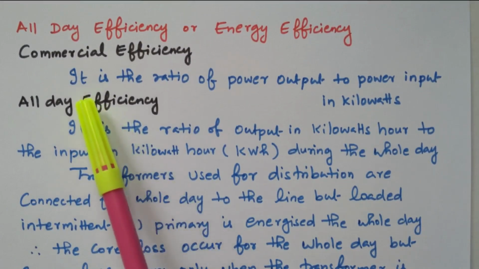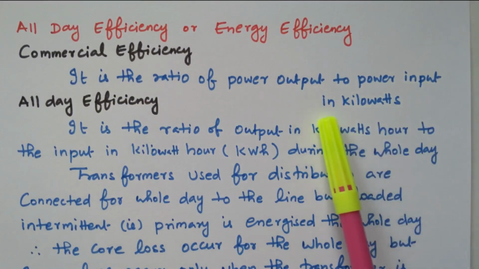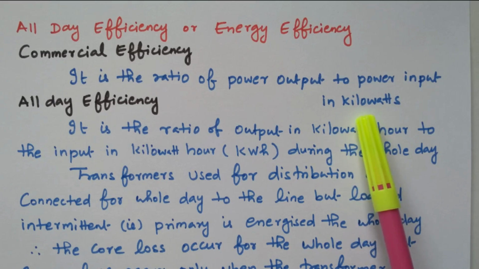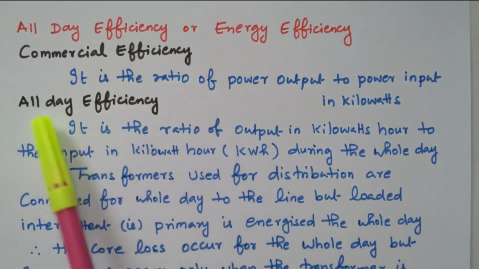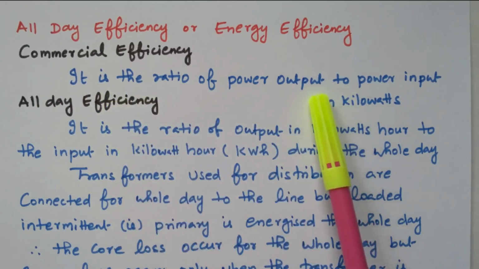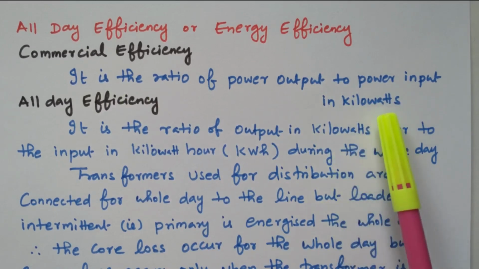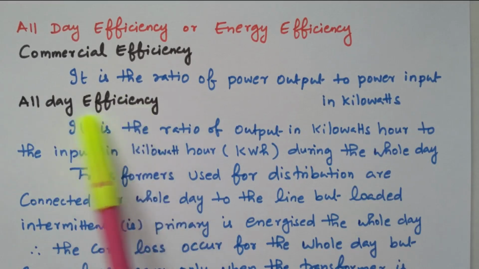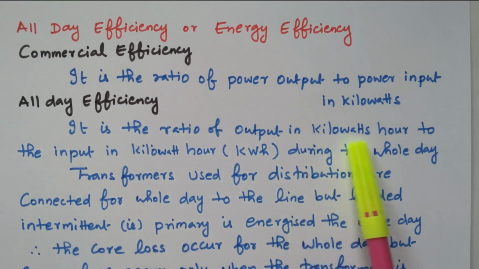What is all day efficiency? First we'll see the commercial efficiency, then we'll go to the all day efficiency. Commercial efficiency is the ratio of output power to input power in kilowatts. This is not considering time, but when we consider the time, it is called all day efficiency. That is, it is the ratio of output in kilowatt hour.